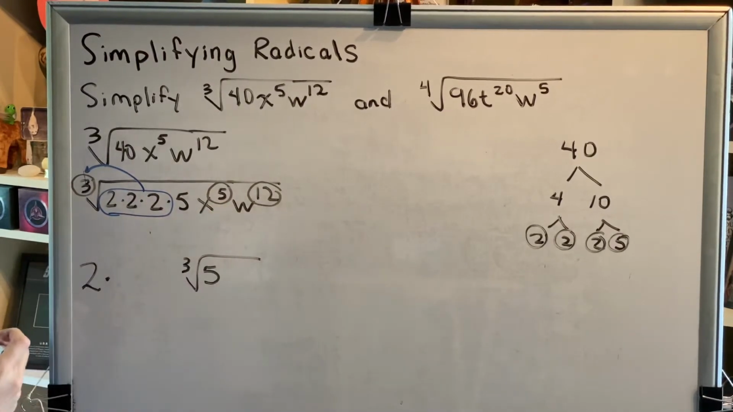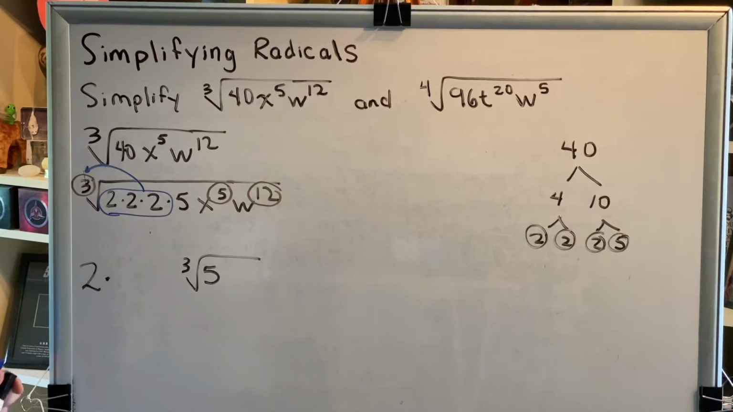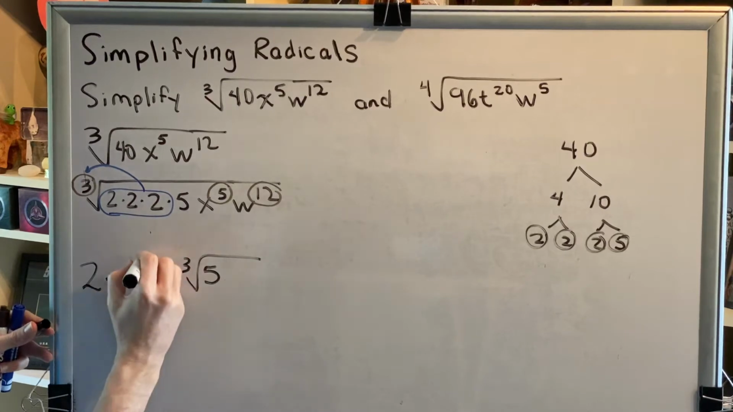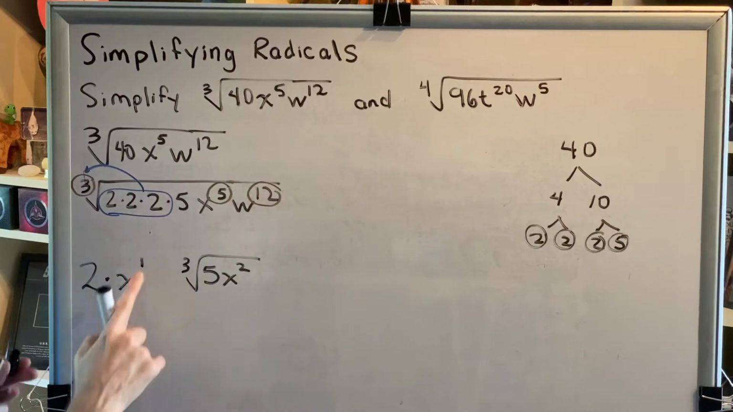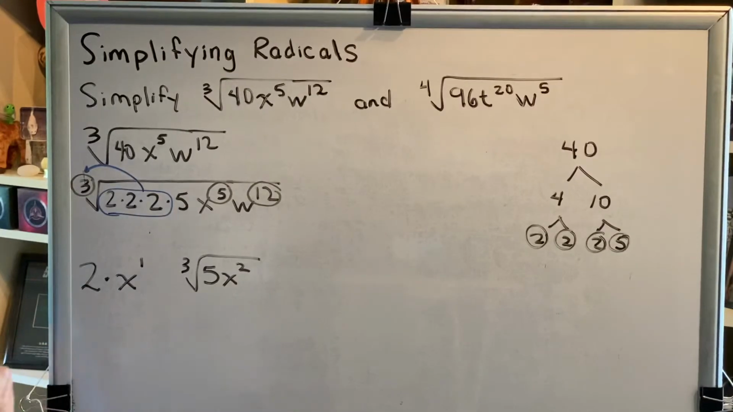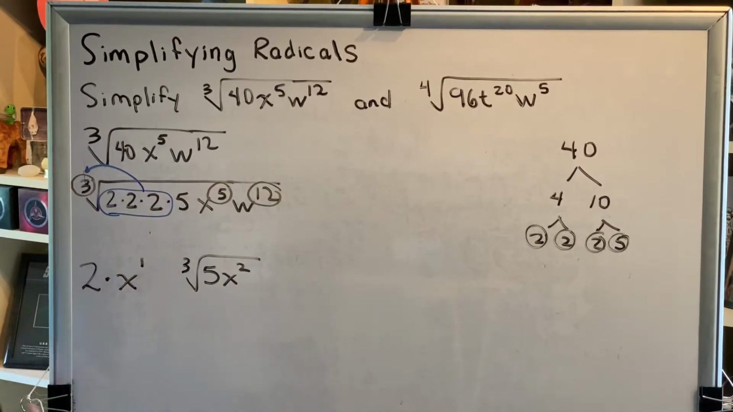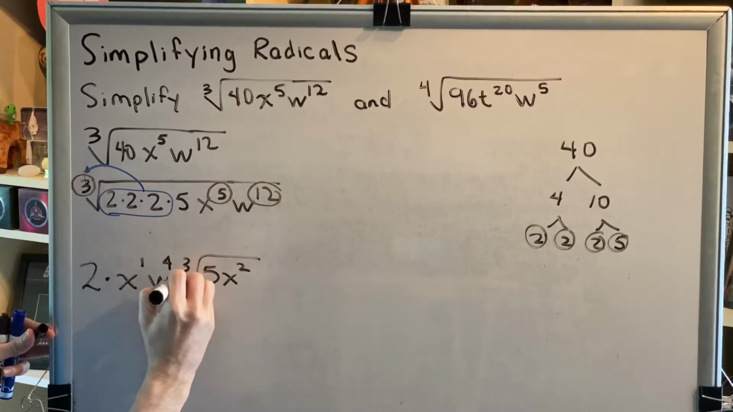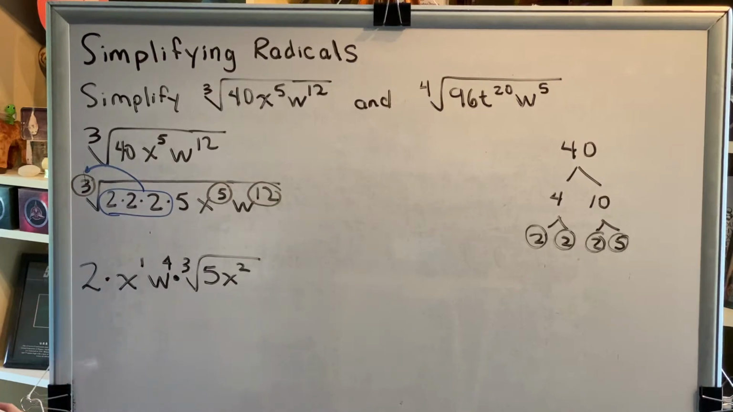5 divided by 3. Well, 3 goes into 5 once with a remainder of 2. So the outside exponent of x is 1, and the inside exponent of x is 2. 1, remainder 2. This remains inside. And then with the w, 12 divided by 3 is 4 with no remainder. So I get a w to the 4th outside, and no w remains inside.